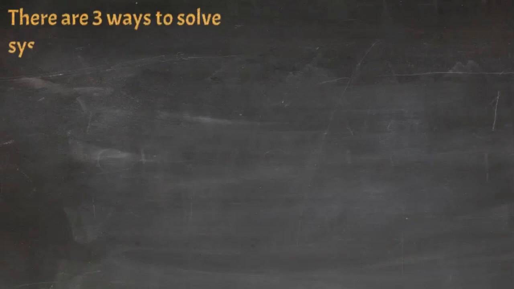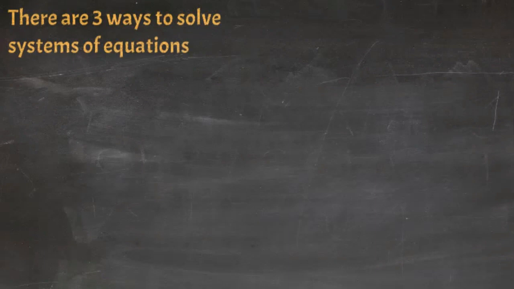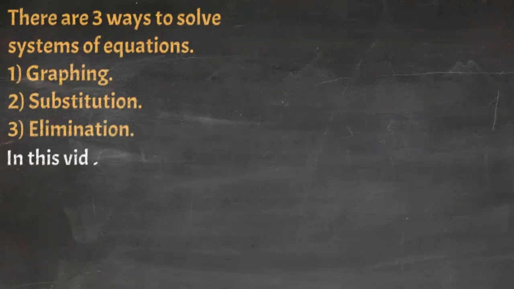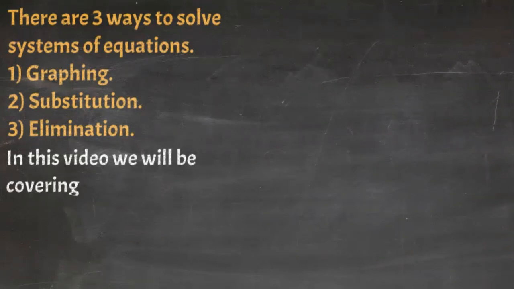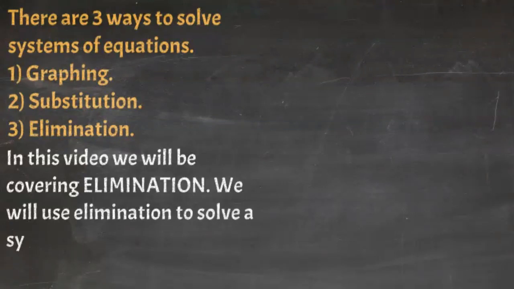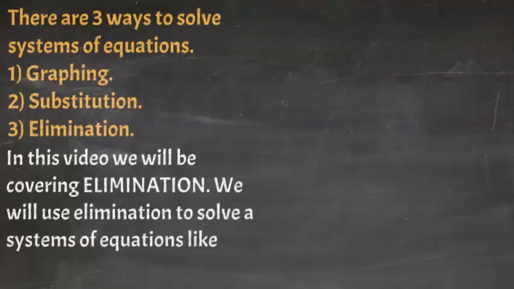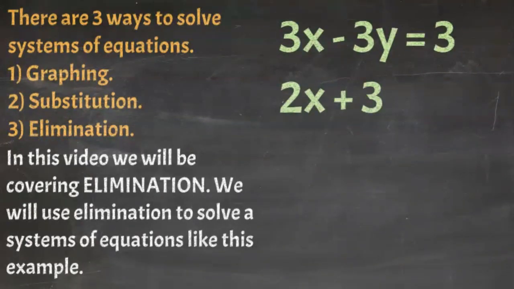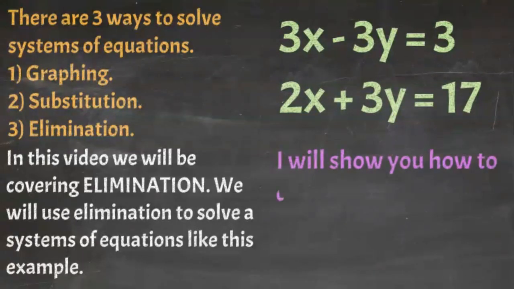There are three ways to solve systems of equations: graphing, substitution, and elimination. In this video, we'll be covering elimination. We will use elimination to solve a system of equations like this example to the right: 3x minus 3y equals 3 and 2x plus 3y equals 17. I will show you how to do elimination with this example on the next slide.